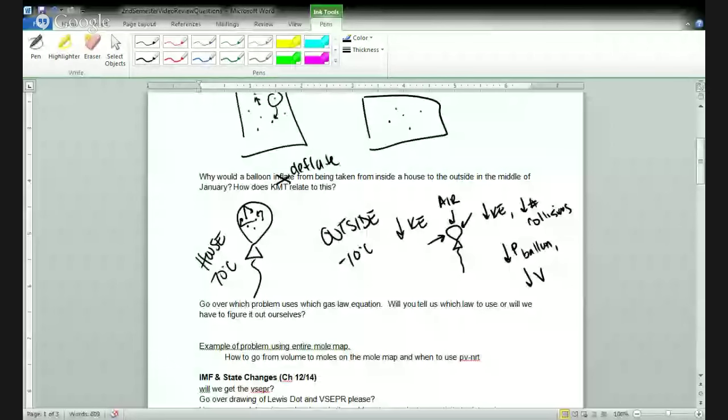Our next question asks: can we do an example of a problem that has the entire mole map, and how do you go from volume to moles on the mole map when you're using PV=nRT? So I'm just going to make up a problem. I'm not promising it's going to be amazing.